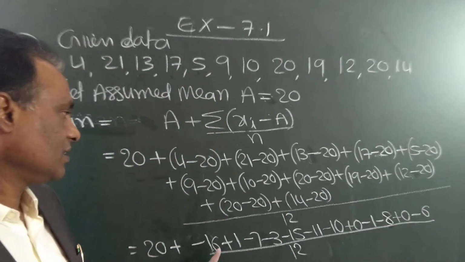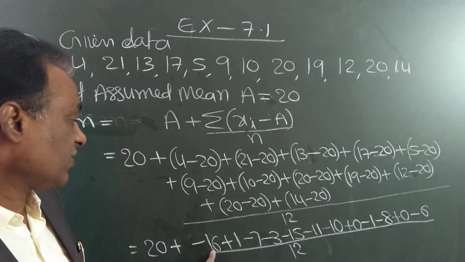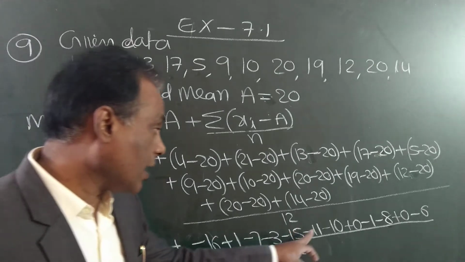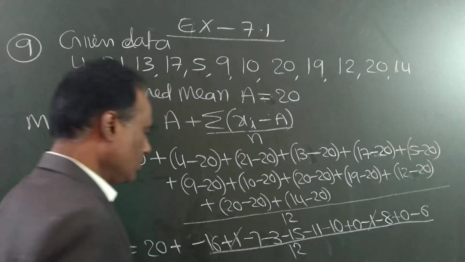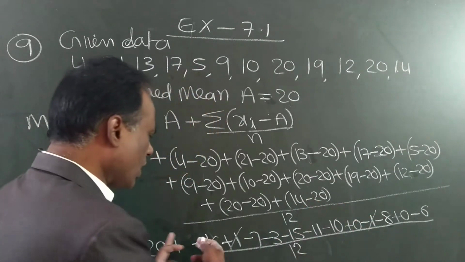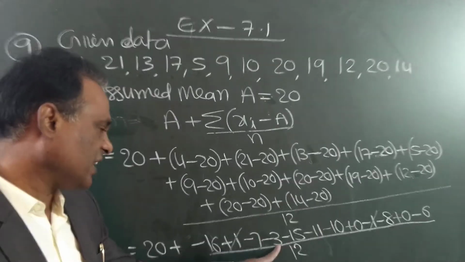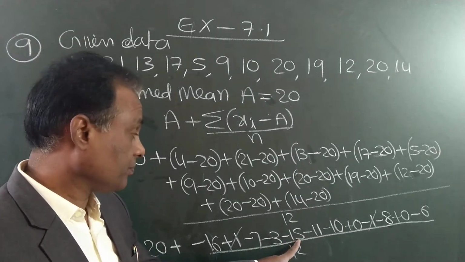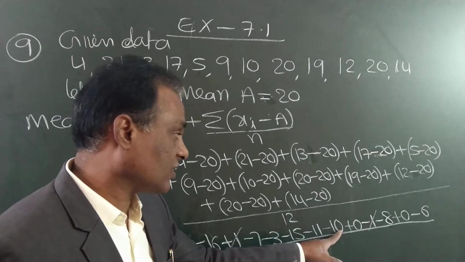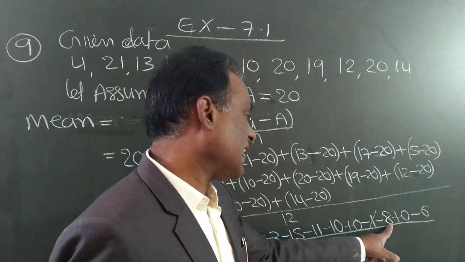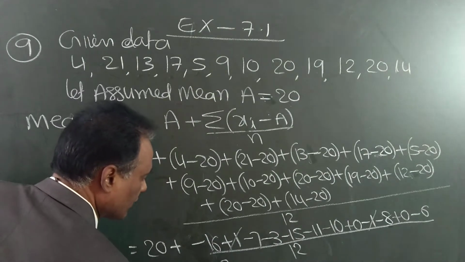Simplify. Minus 16, minus 7. Add all the minus numbers first. All this plus 1 minus 1 cancel. Plus 1 minus 1 is cancelled. So add all the numbers, all minus only. 16 plus 7, 23 plus 3, 26 plus 15, 41 plus 11, 52 plus 10, 62 plus 8, 70, 76 by 12. See students, minus 76 by 12.